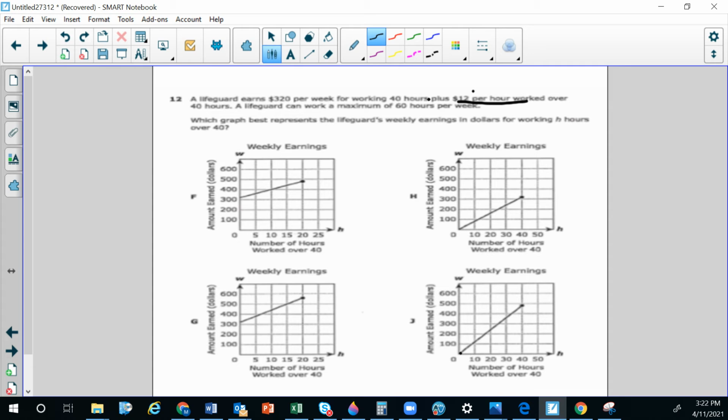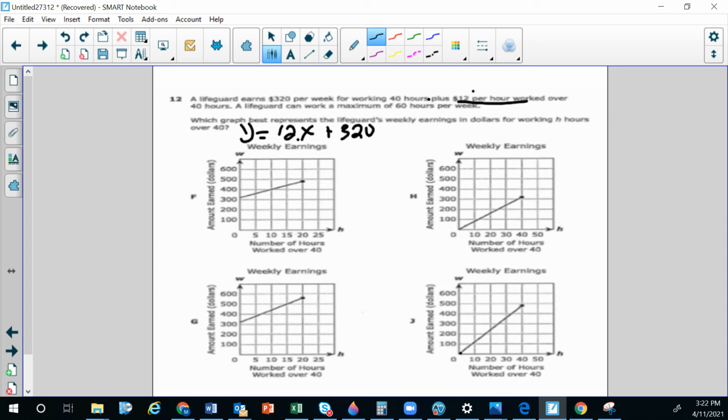So our equation now is going to be this. Our equation is going to be y is equal to the rate, at $12 per hour, is 12x, and the initial value, the initial starting point for when he starts making this rate, is going to be 320, because that's how much money he has made so far.